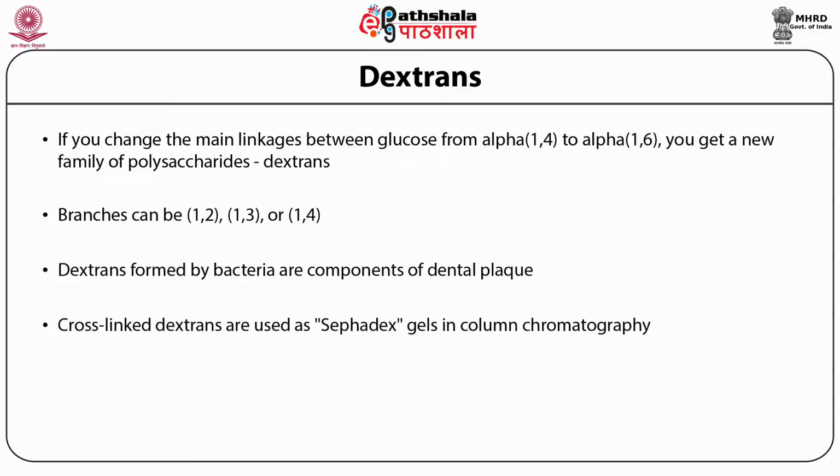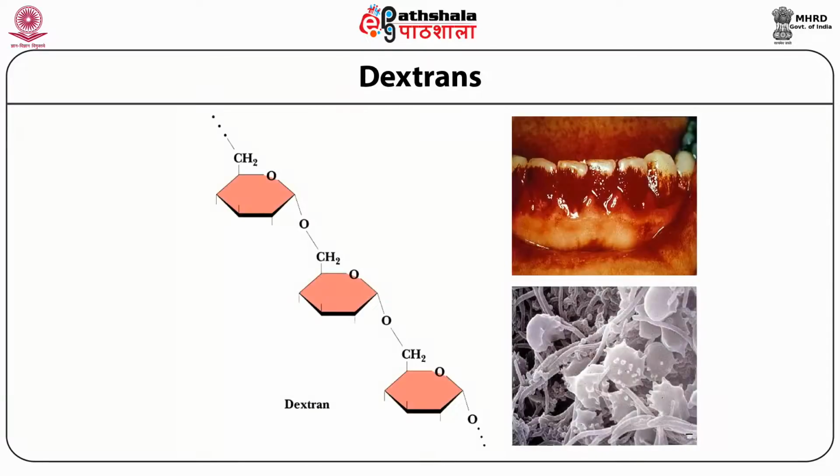Cross-linked dextrans are used as Sephadex gels in column chromatography. These gels are up to 98% water. Dextran is again linked with monomers of sugar, especially glucose, which via alpha 1,6 linkage will give dextran.